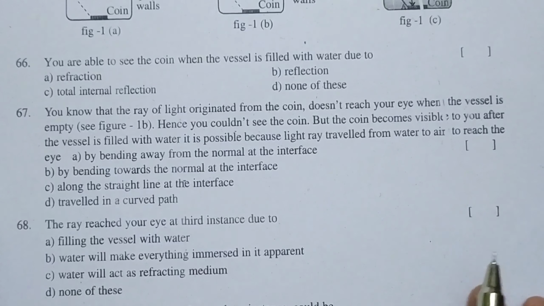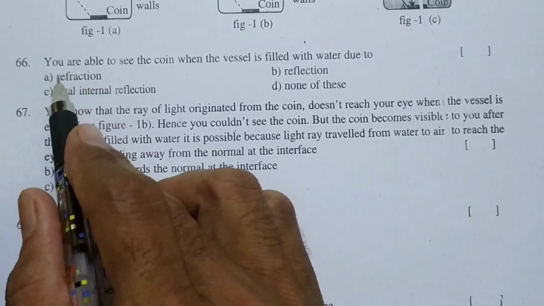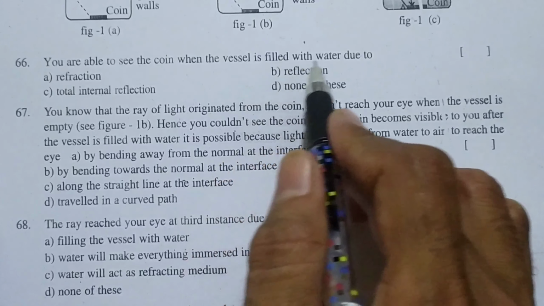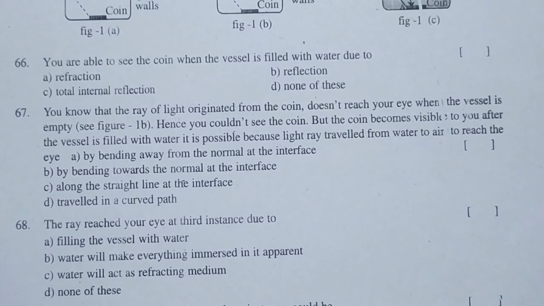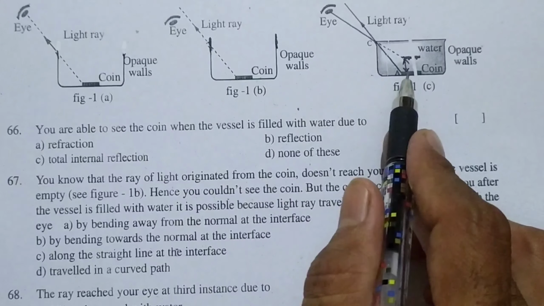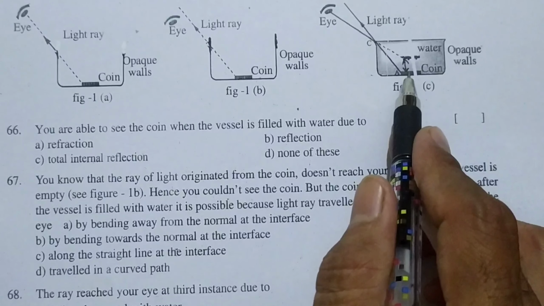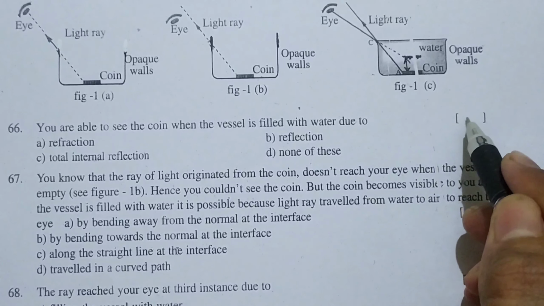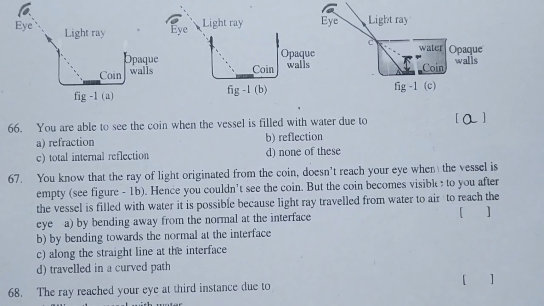In question number 66, you are able to see the coin when the vessel is filled with water due to... Here you observe carefully, its position appears to be raised. That means refraction has taken place. So from the options, it is due to refraction. Option A is the correct answer.